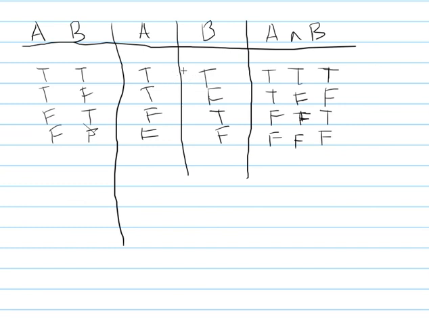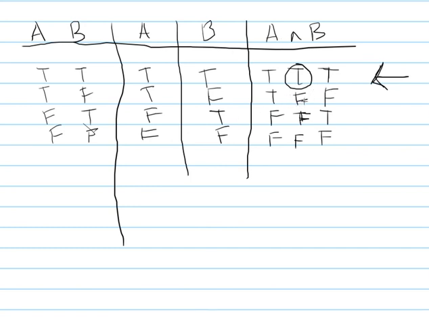As it happens, there is only one row in which both the premises are true, which is the top one. And in this top one, we see that the conclusion is also true. That's how we know that the argument with premise one A and premise two B, to the conclusion A and B, is a valid argument, because whenever both the premises are true, the conclusion is also true.